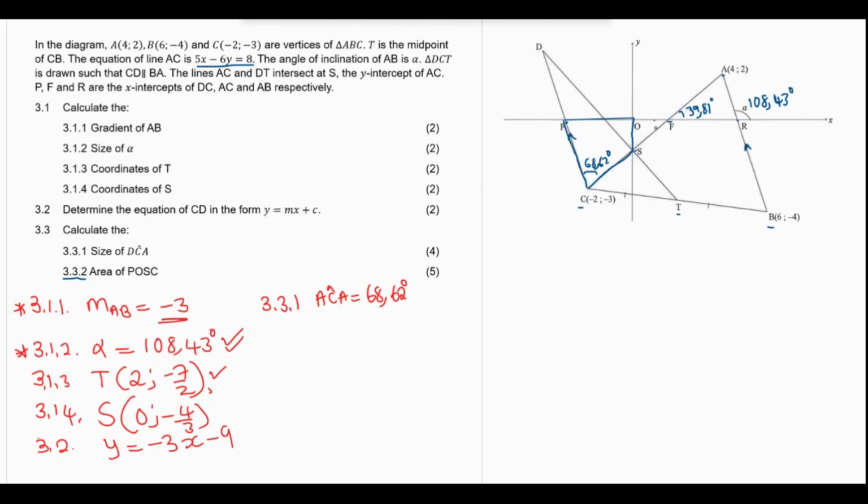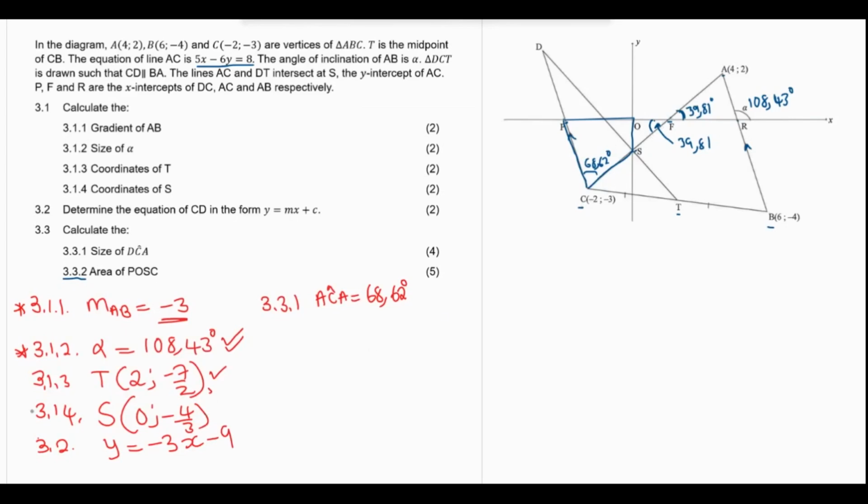These two angles are equal because they are vertically opposite. So let me write this angle here, 39.81. So now if we can find the size of PF and then the size of CF, then we can use the area rule to find the area of triangle PFC. But the area of triangle OFS, we can use the formula half times base times height. So we need the coordinates of P, F, S, and C, right?